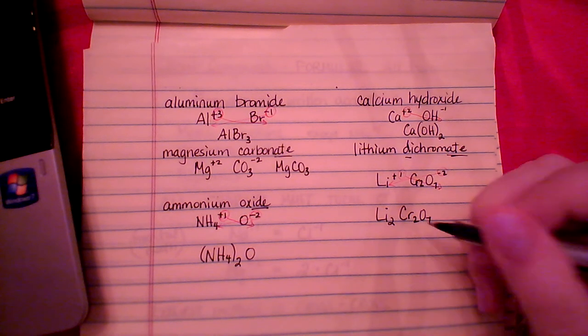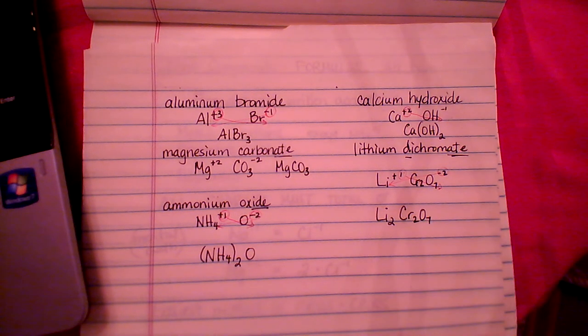So that's, once again, just a real quick tutorial on how to do the crossing over method or the crisscross method for writing the formulas for ionic compounds. I'll do the transition metals as a group separately, going both through how to write the names and how to write the formulas, so stay tuned.